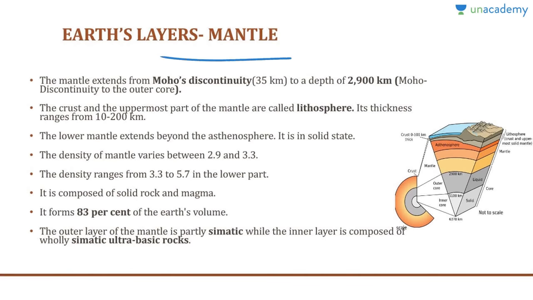Now, let's come to the mantle, that is the second layer. Mantle extends from Moho discontinuity to a depth of 2900 kilometers. So, after Moho discontinuity, mantle starts and goes to a depth of 2900 kilometers, beyond which core starts, right? The crust and uppermost part of mantle is known as lithosphere, and the thickness may range from 10 to 200 kilometers. And lower mantle extends beyond the asthenosphere. This one is in solid state. The density of mantle may vary between 2.9 to 3.3, and it may range from 3.3 to 5.7 in the lower part. So, as we go down in the interior of Earth, the density is generally increasing. And this mantle forms 83% of the Earth's volume.